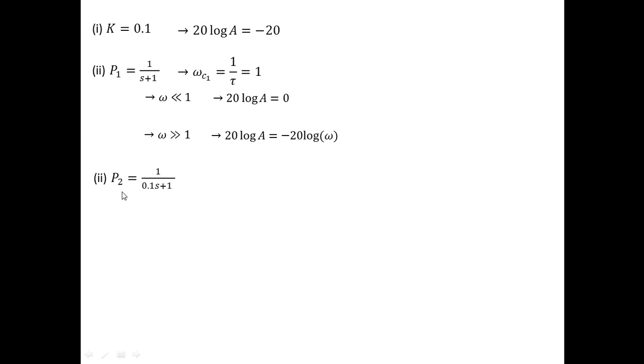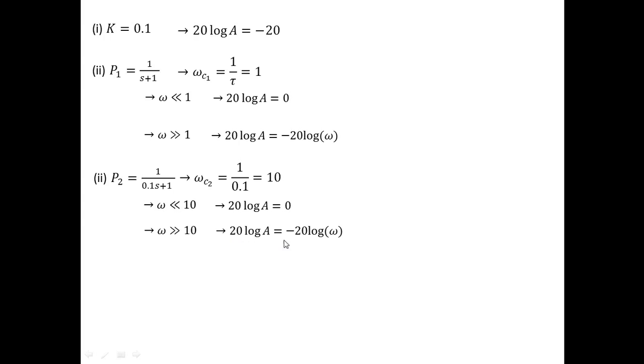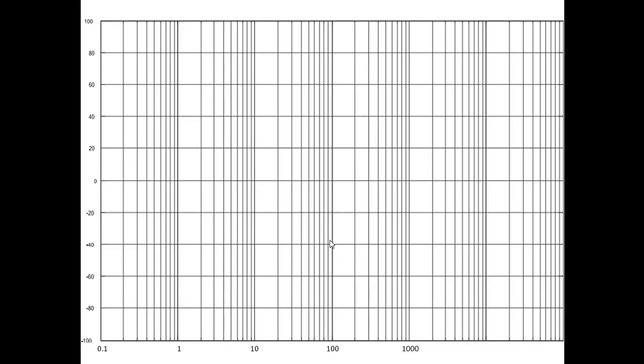For the second pole, or transfer function P2, I have 1 over 0.1 s plus 1. In this case, omega C2, the second corner frequency, is equal to 10. When omega is much less than 10, I have 20 log A equal to 0. When omega is much bigger than 10, I have 20 log A equal to minus 20 log omega.